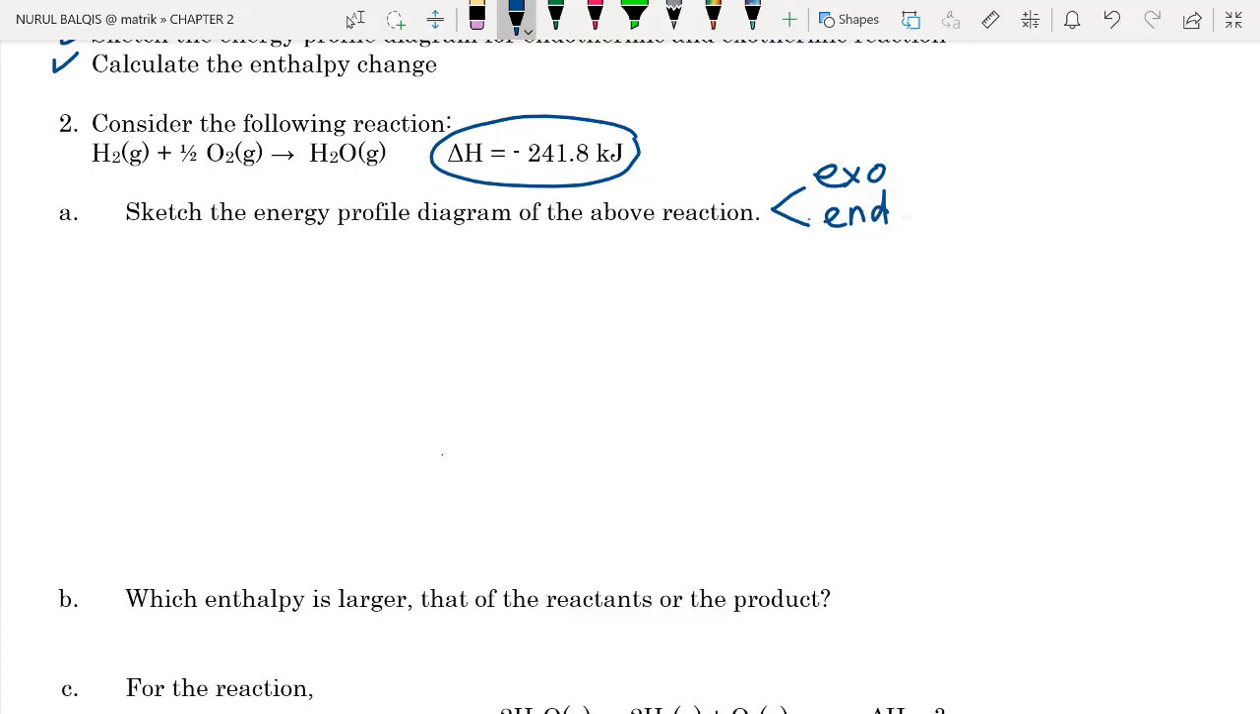So how do we know whether we want to sketch an exo or endo energy profile diagram? By looking at the delta H value. If you have negative delta H, it means you're going to draw an exothermic reaction. If you have positive delta H, it means you're going to go for an endothermic reaction. So in our case, we need to draw an exothermic reaction.